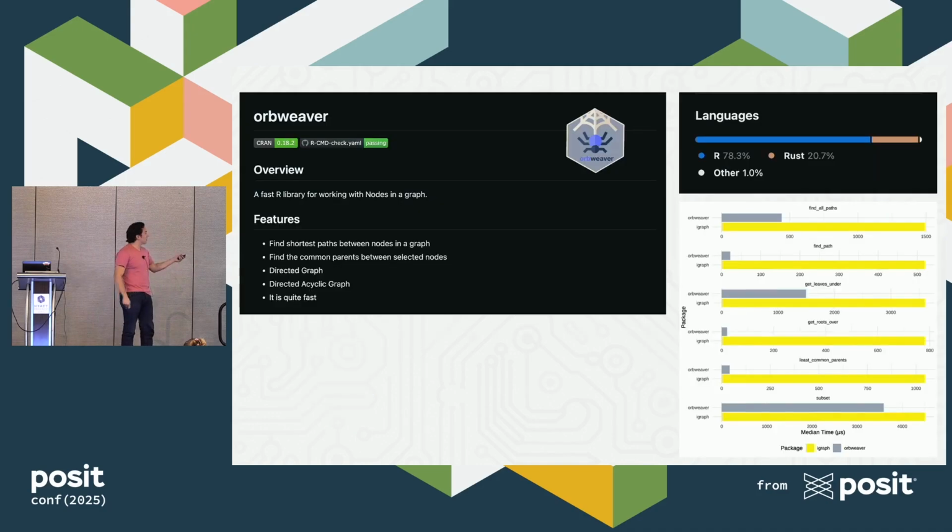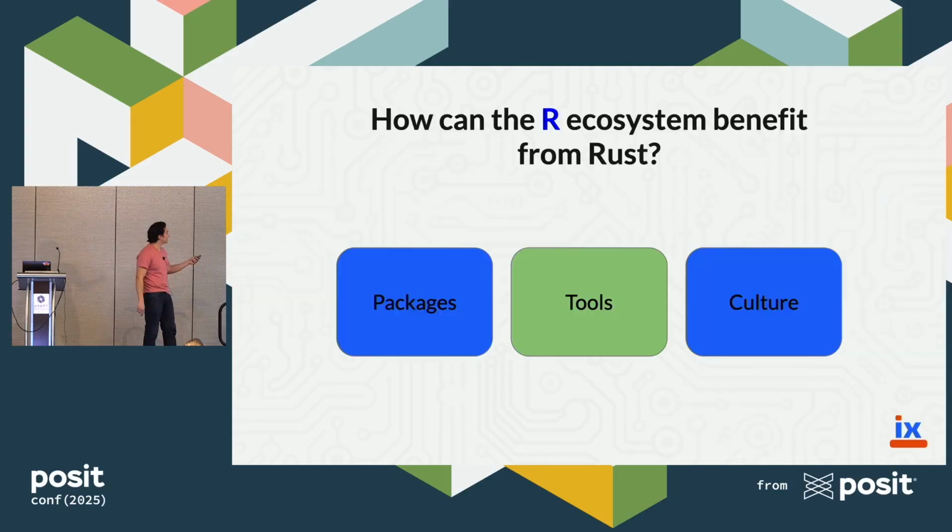So we built a package called OrbWeaver. It's on CRAN. It's mostly written in R. There is some Rust in there, and that Rust is to specifically optimize those directed acyclic graph queries. And it's a very fast package. There's a bunch of benchmarks compared to igraph over there. It doesn't do as much as igraph, but what it does, it does really fast. So I think it's very clear that we can benefit in the R ecosystem by making better packages, faster packages, and leveraging Rust to make them.